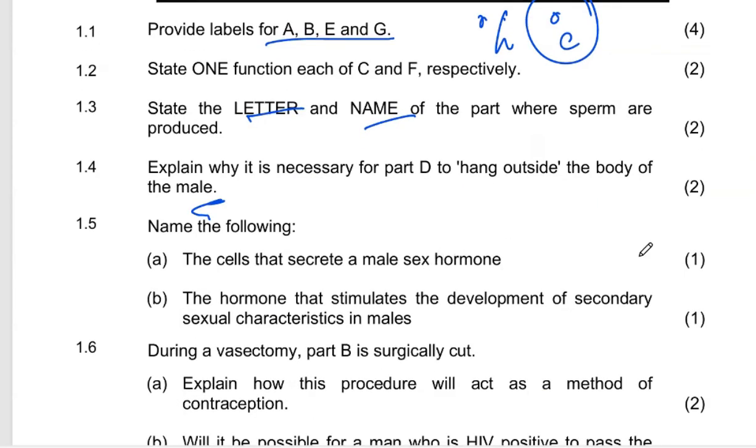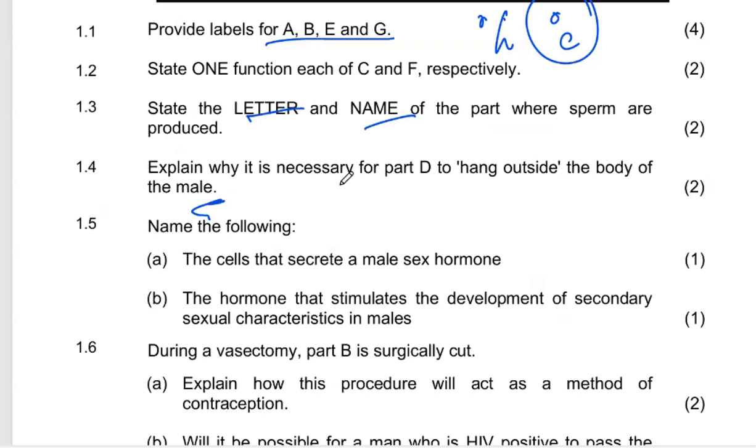Name the cells that secrete the male sex hormone. You see, we answered all these questions when we were discussing. Which cells secrete the male sex hormone? People who are online, you can also give us the answers. Yes, so what's the answer? Satellite cell.